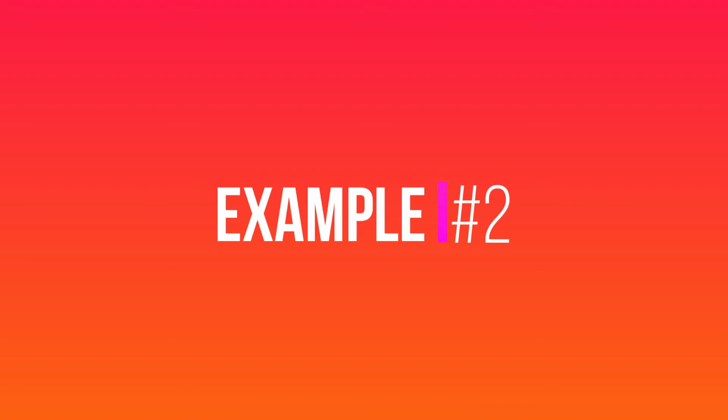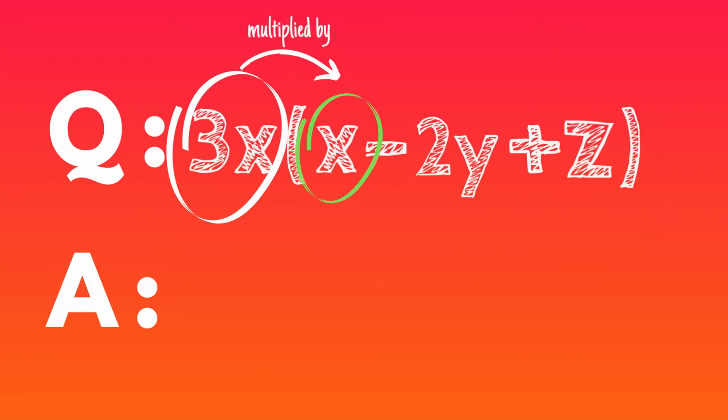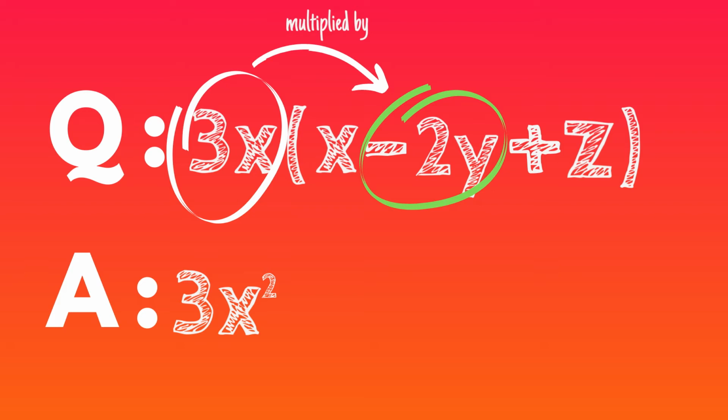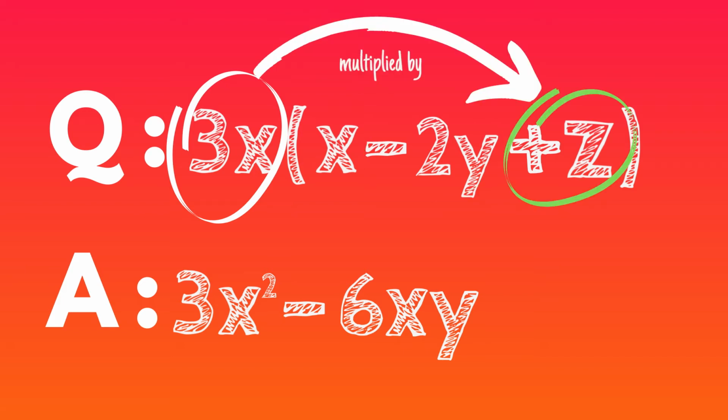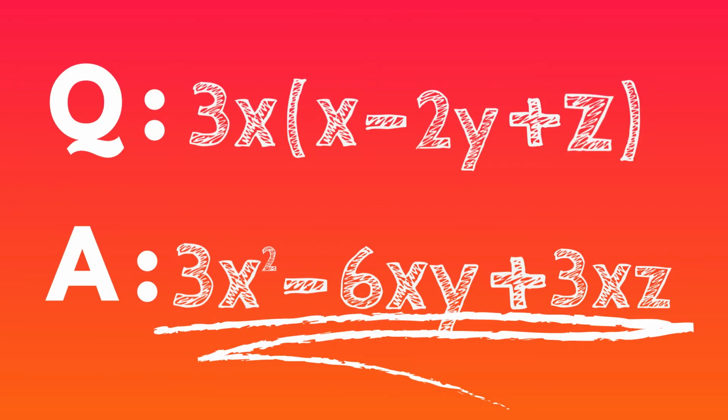Example 2. 3x, open bracket, x, take away 2y, plus z, close bracket. 3x multiplied by x gives us 3x squared. 3x multiplied by negative 2y gives us negative 6xy. Then 3x multiplied by z gives us 3xz. So our answer will be 3x squared, take away 6xy, plus 3xz.